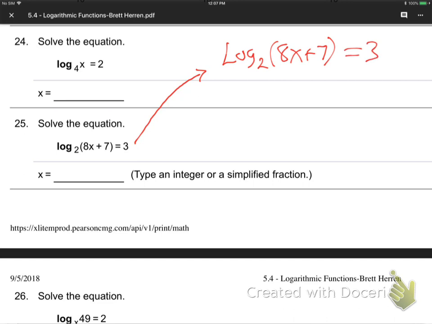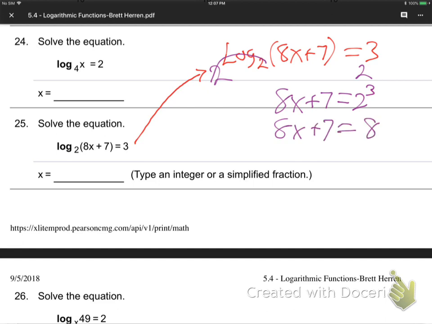Okay, so how do we get rid of the log word? Do the 2 power thing. Logs and exponents are opposites, so they cancel each other out. So you get 8x plus 7 is 2 to the third. And 2 to the third, what is 2 times 2 times 2? 8, right? 2 times 2 is 4 times 2 is 8. And then you just subtract 7. 8x is 1, divided by 8. x is 1/8.